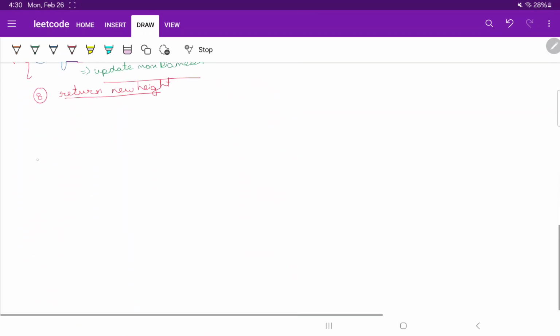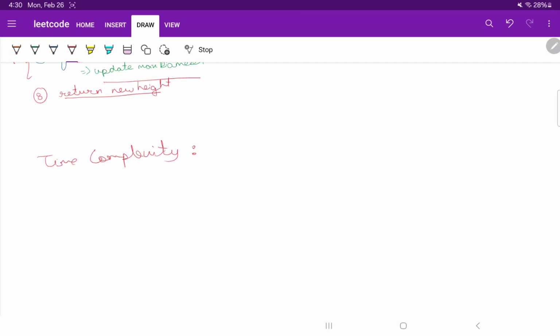What is the time complexity? The time complexity of this algorithm is, again, we are using a modified version of depth first search, right? So it's O(V plus E), where V is the number of vertices and E is the number of edges.